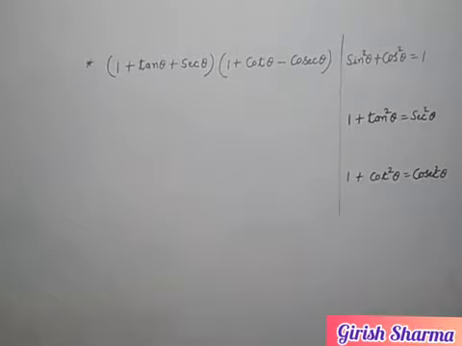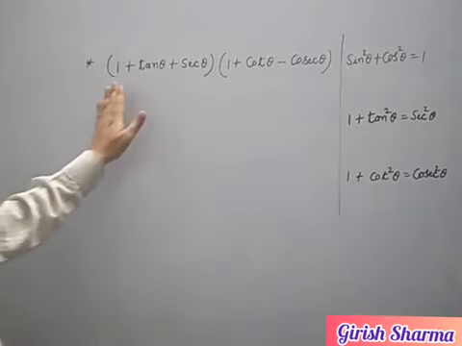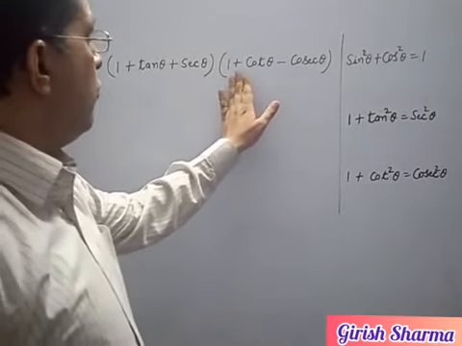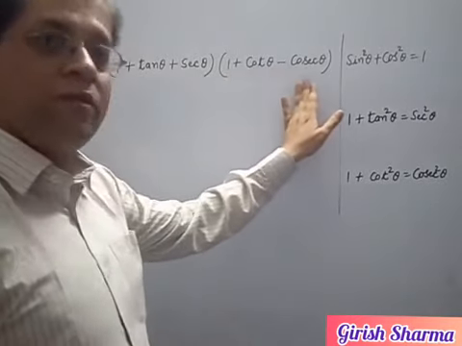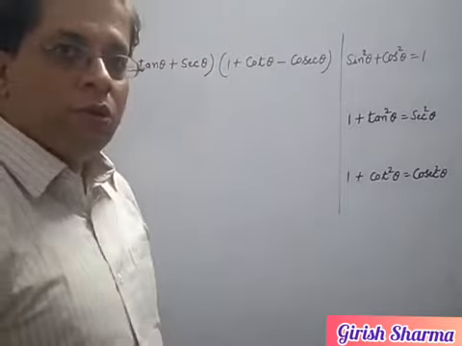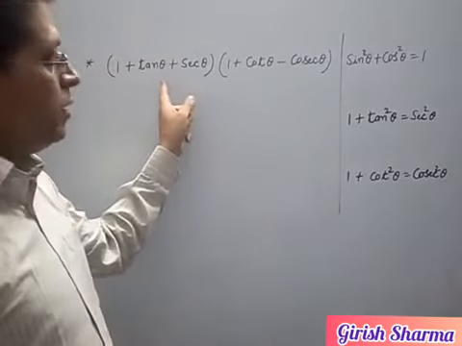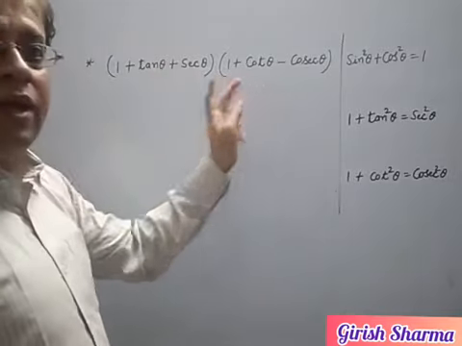Yes, come on student. Next question is, it is given to you (1 plus tan theta plus sec theta) into (1 plus cot theta minus cosec theta). You have to simplify it. See here, first of all I am converting these in sine and cos form.